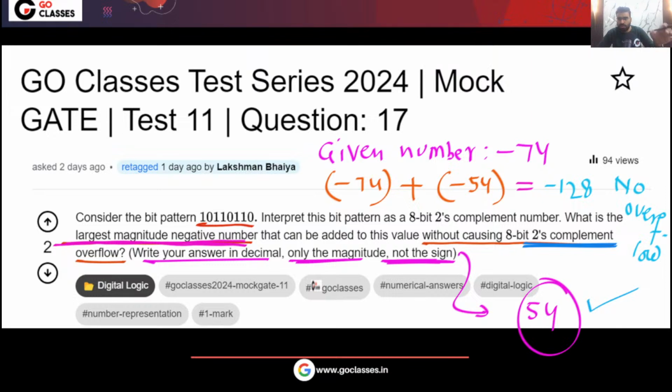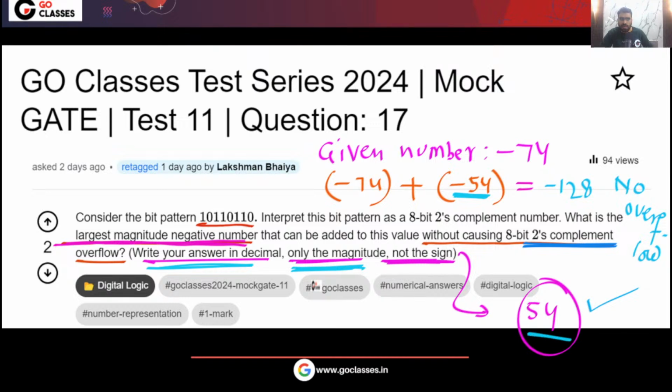So this is a very simple question. I hope you understood. Please tell me, did you understand this question? Let me know. Basically, the given number is minus 74. And in the given number, you have to add the largest magnitude negative number such that you should not get any overflow. So the largest magnitude negative number that you can add to the given number is minus 54. The question is asking, write the decimal value, only the magnitude. So the answer will be 54.